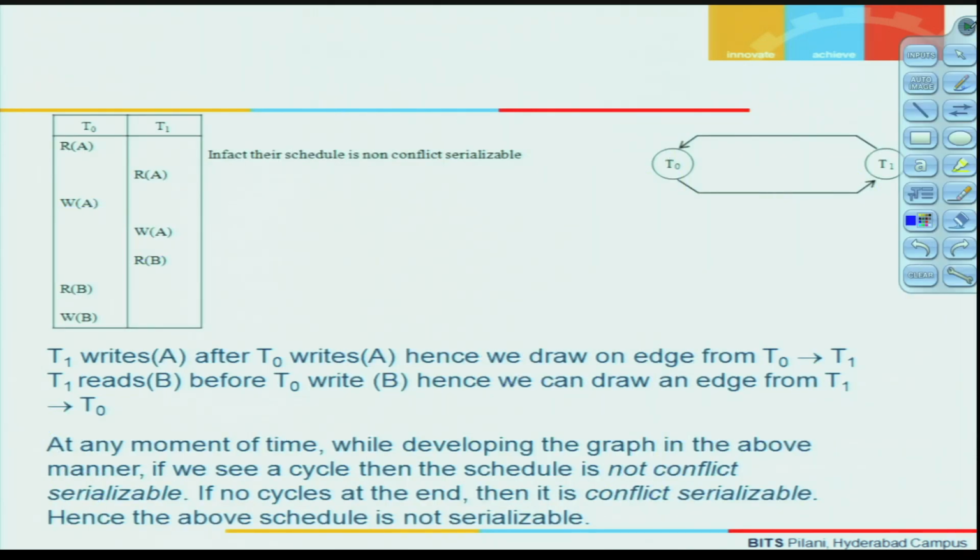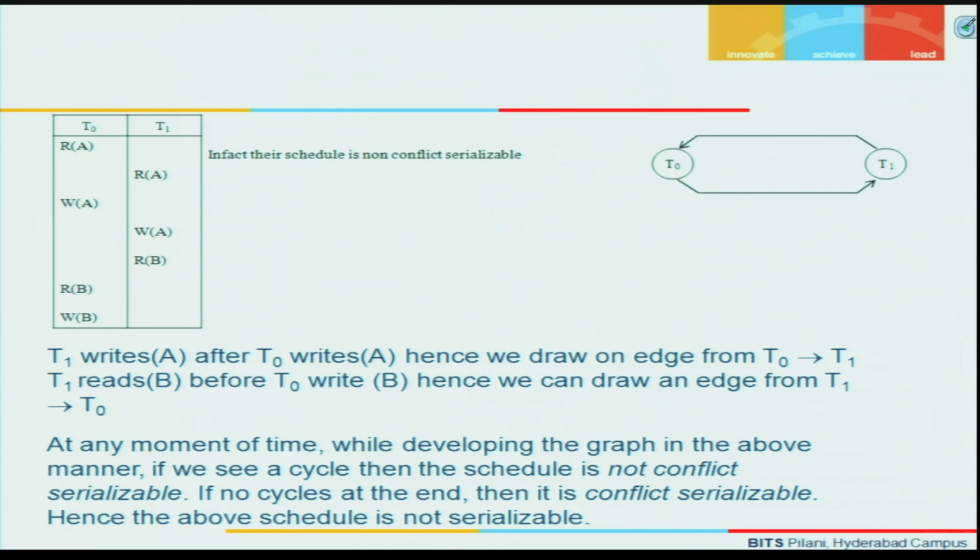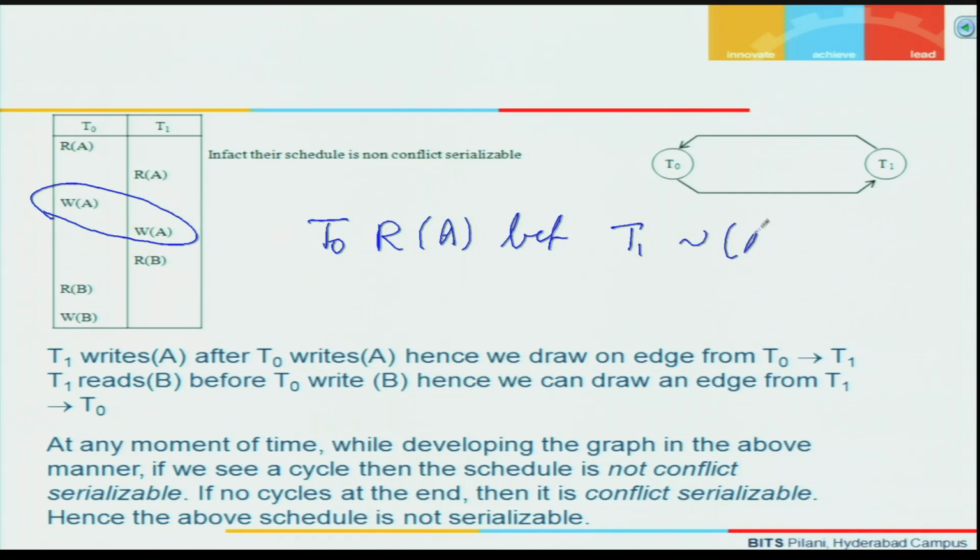Let us consider this schedule where I have T0 and T1. It is a concurrent schedule because the instructions are being executed in an interleaved fashion. If you consider this, what is happening? T0 is reading the data item A before T1 writes the data item A.